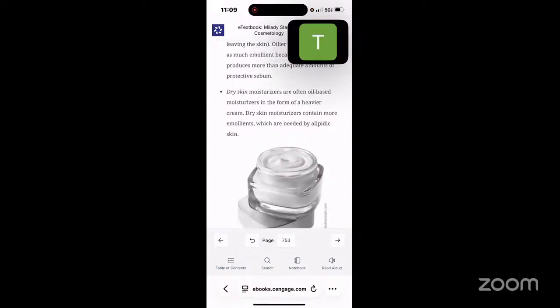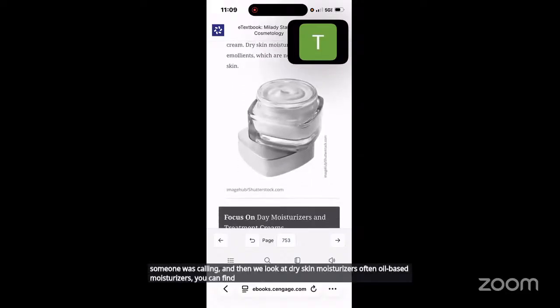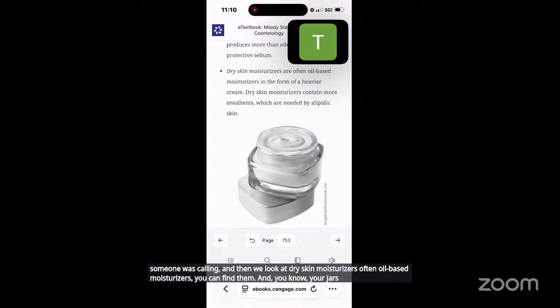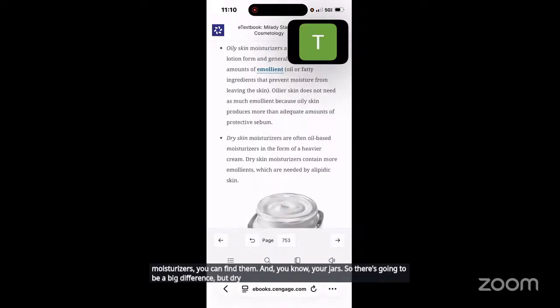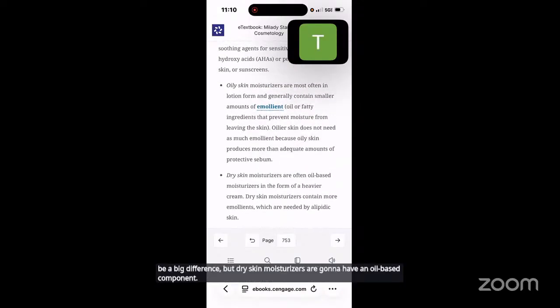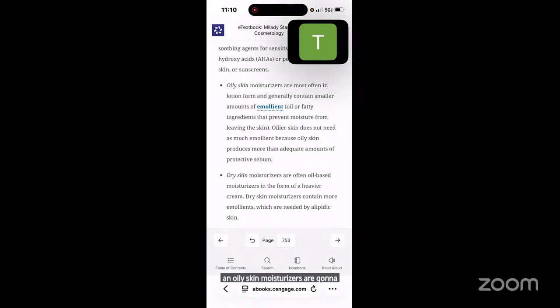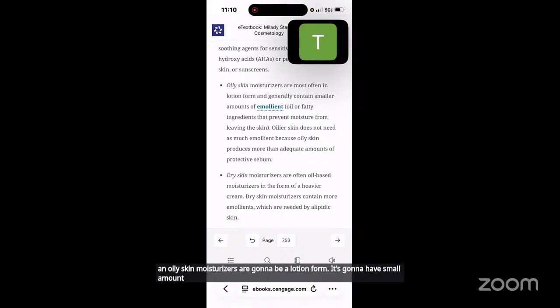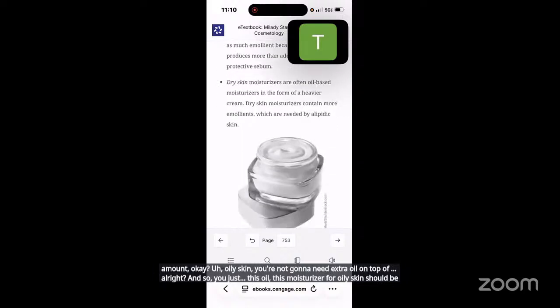And then when you look at dry skin moisturizers, often oil-based moisturizers, you can find them in your jars. So that's going to be a big difference. But dry skin moisturizers are going to have an oil-based component, and oily skin moisturizers are going to be a lotion form. It's going to have small amounts of emollient, which is like an oil fat ingredient, just a very small amount. Okay. Oily skin, you're not going to need extra oil on top of that. All right. And so this moisturizer for oily skin should be very, very light.